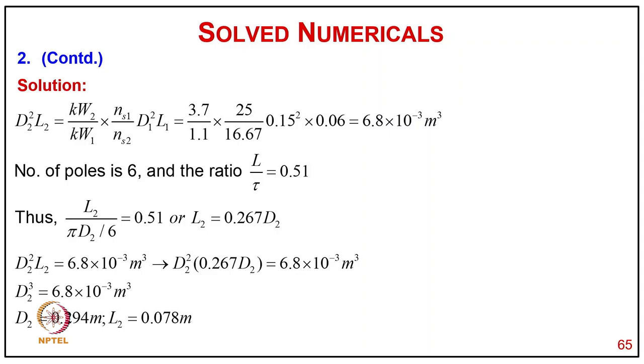Now D2 square L2, we can keep all the values: kW1 NS1 upon kW2 NS2 into D1 square L1. Putting in the values, it comes to 6.8 into 10 power minus 3 meter cube. The number of poles is 6, so the ratio L upon pi D by P comes to 0.51. Thus L upon pi D by 6 is 0.51. So L2 comes to 0.26 D2.